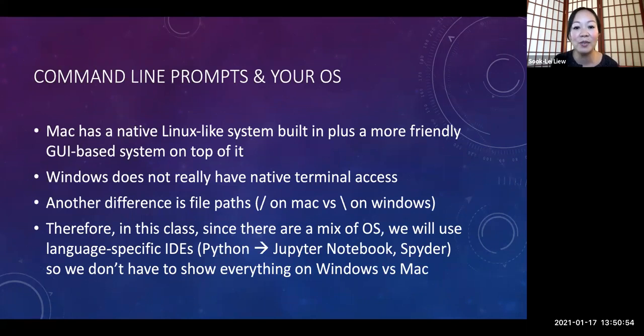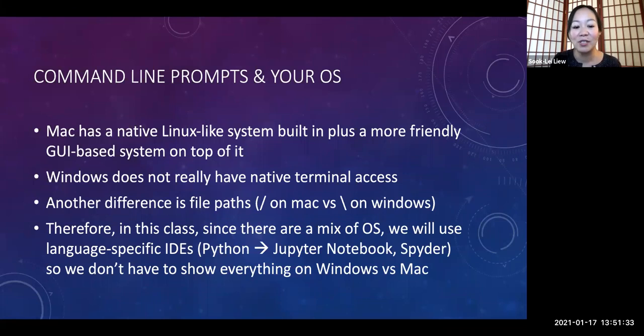So there are a few differences in terms of your operating system and command line prompts. And that's why we're not going to go too far into it, because otherwise we'll have to talk about everything one way on Windows and then another way on Mac. But basically, Macs have what's called a native Linux-like system, so it's a native terminal as well. So we can do a little bit more from the command line using a Mac. Windows doesn't really have native terminal access. It has something else called Command Prompt, or you can type CMD from the start button, and it will open up a command prompt window, but it doesn't accept the same commands that a native terminal does. So it's a little bit different.